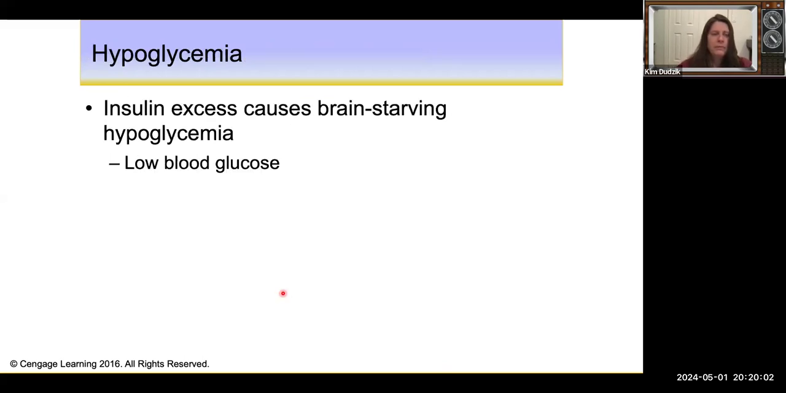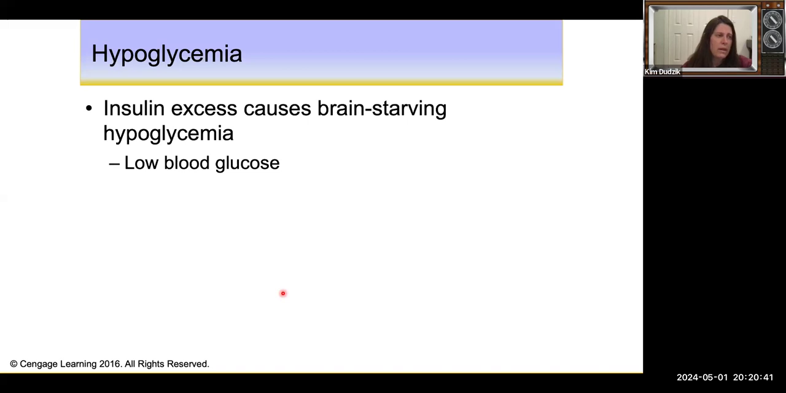Okay. Now, there is a condition called hypoglycemia. Hypoglycemia can be caused by an excess of insulin. So again, low glucose in the bloodstream. And excess insulin can mainly be caused by two things. One is if a diabetic patient who takes insulin injects themselves with too much insulin, then that can cause too much glucose being taken out of the blood, and you can go into insulin shock.